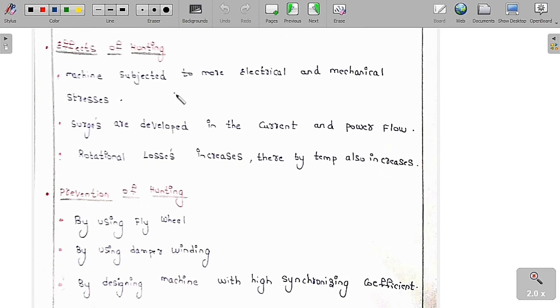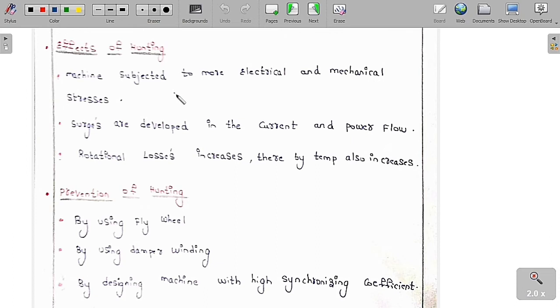So therefore the effects of hunting are that the machine is going to be subjected to more electrical and mechanical stresses, and surges are going to develop in the current and the power flow, therefore the rotational losses increase, thereby temperature also increases. So these are the side effects of hunting. The machine is subjected to more electrical and mechanical stresses, and surges develop in the current and the power flow.